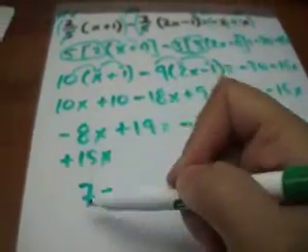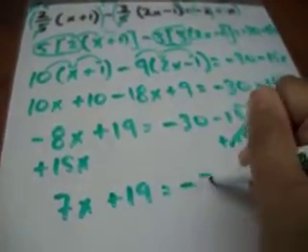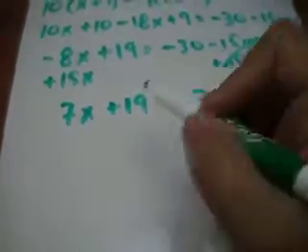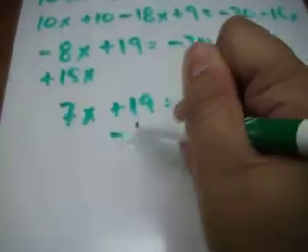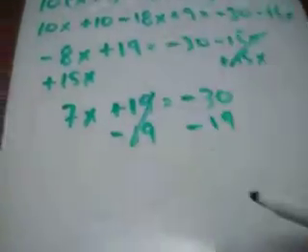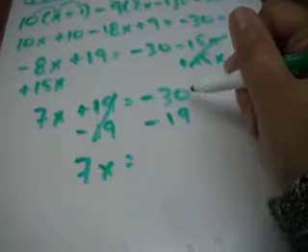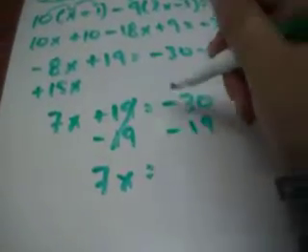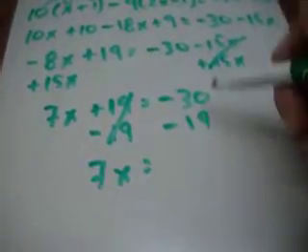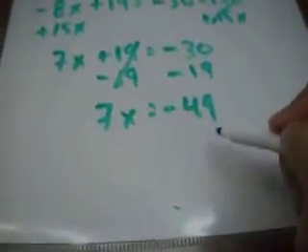Okay, 15 subtract 8, 7. Plus 19 subtract 30. Then numbers on the right, so I'm going to subtract 19 here, subtract 19 here. That cancels out this 19 over here in the left hand side, and I'm left with 7x. So these are both negatives, so we have to add them, keep the sign. So 30 plus 19 is 49, keep the sign, -49.